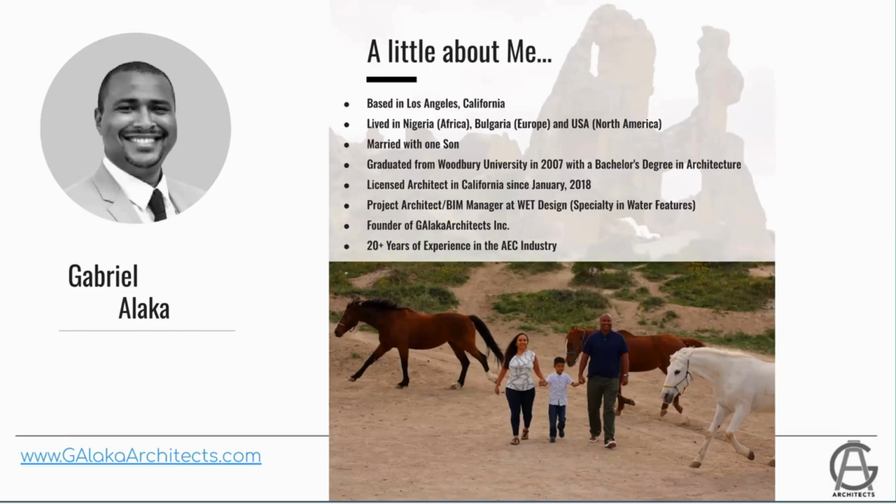I graduated from Woodbury University in 2007 with a bachelor's degree in architecture, and I've been licensed in the state of California since 2018. I'm currently a project architect and a BIM manager at a place called Wet Design, located in Los Angeles. I specialize in water features, and I also started a side hustle kind of a business earlier this year, which is called Alaka Architects, which is essentially my name, Gabriel Alaka Architects.